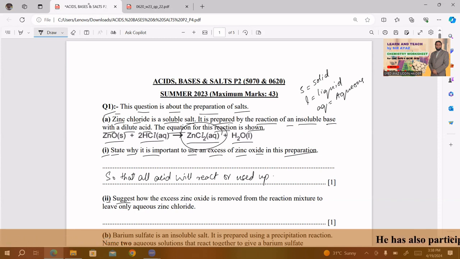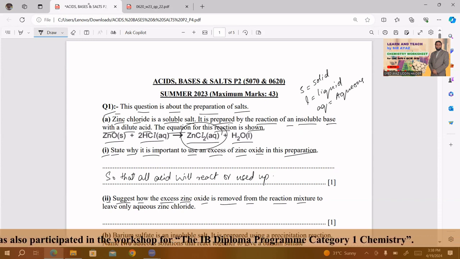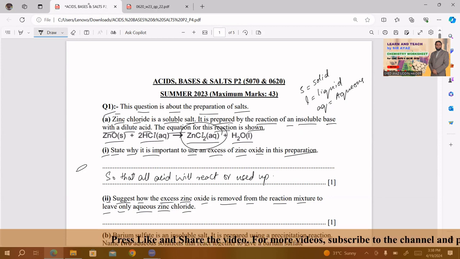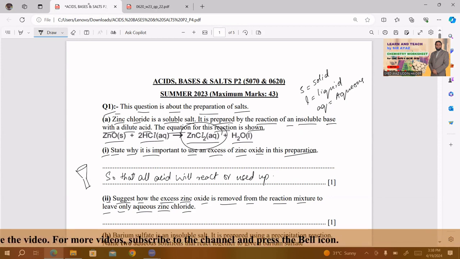Number 2, suggest how the excess zinc oxide is removed from the reaction mixture to leave only aqueous zinc chloride. Definitely you will go for filtration. Here is a setup for filtration. It's a diagram of a filter funnel. So you'll write filtration.